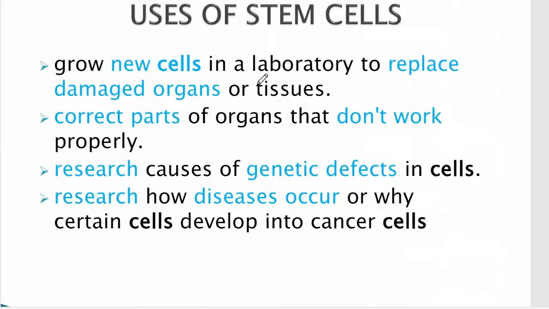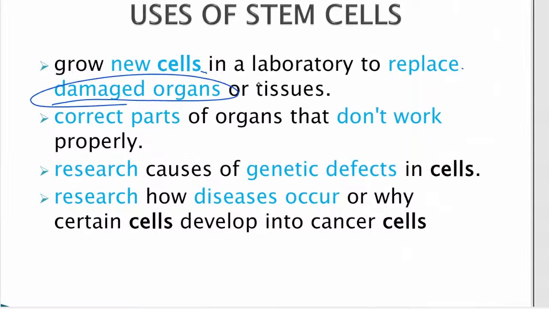So, number one, grow new cells in a lab to replace the damaged ones. Meaning that they are used to replace damaged organs or tissue. They correct the parts of the organism that don't work properly. Like if the heart is not working properly, maybe there is a space, and then we can use stem cells to fill in that part so that it is able to work properly.